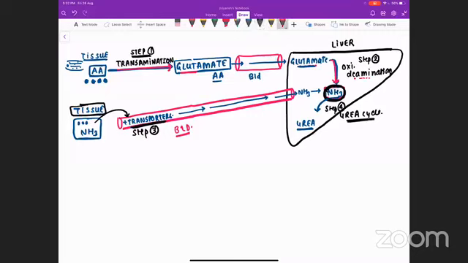This urea will travel via blood all the way to the kidney, and via the kidney, the urea will be excreted out. So this is how the amino acid is going to convert into urea. So basically there are 4 steps. The 4 steps are highlighted in the black color.